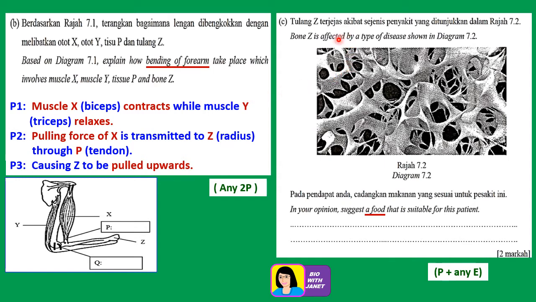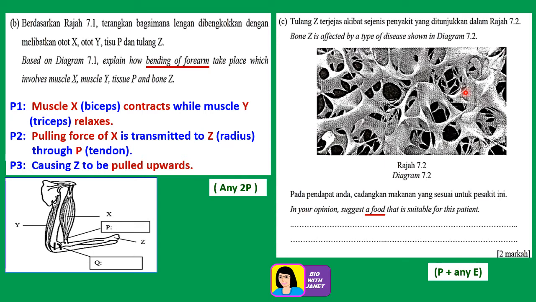Next, bone Z is affected by a type of disease shown in diagram 7.2, right? Then, in your opinion, suggest a food that is suitable for this patient. So if you look at this diagram here, you have to identify the disease shown. As you can see, a lot of holes, okay? Black holes here in the tissue, right? So this shows that there's loss of calcium from the bones.